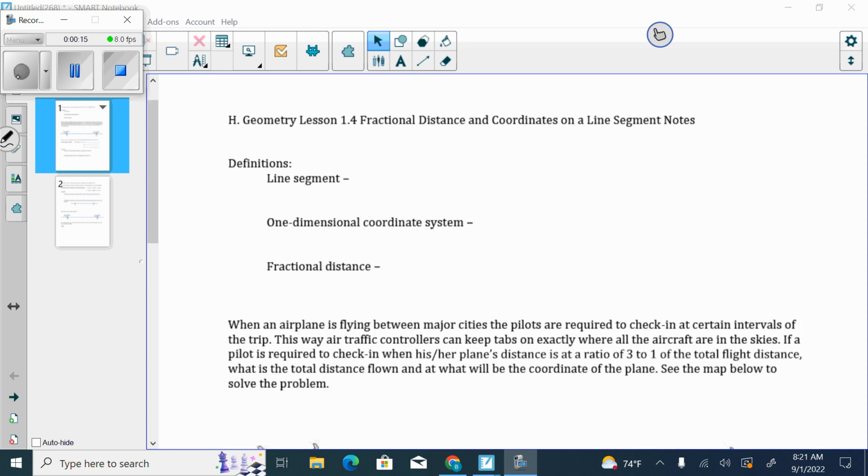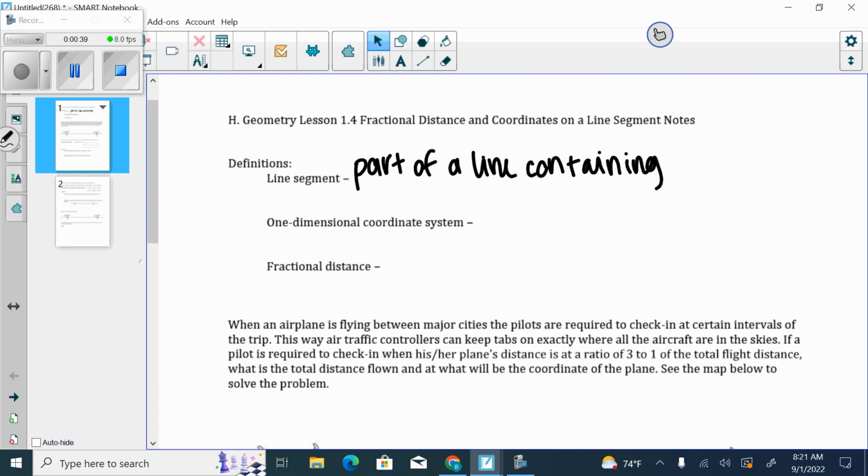Okay. So first, our definition of a line segment. Can anybody tell me what a line segment is? Part of a line. Very good. Part of a line containing two endpoints and all the points in between.